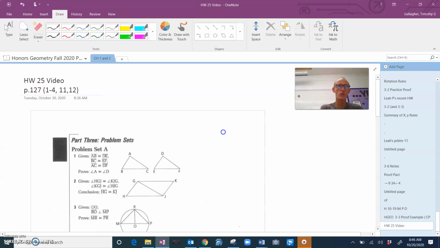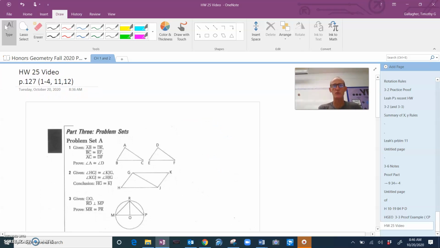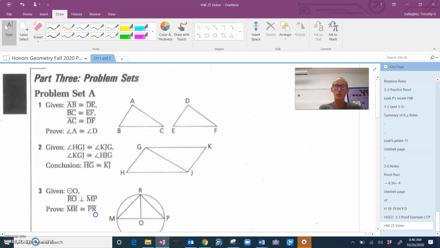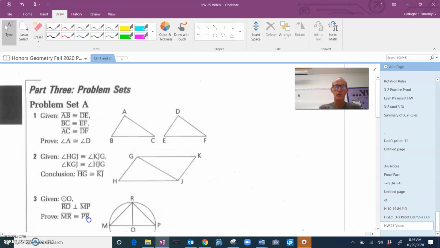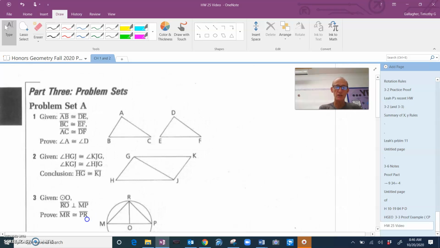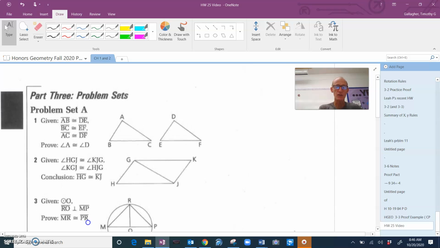Good morning. This is the homework 25 video, which is page 127, 1 through 4, and 11 and 12. 1, 2, 3, and 4. These are all proofs, and we're going to be using CPCTC, and we are going to be using all radii are congruent. CPCTC just means when you prove the triangle is congruent, all the parts are congruent, all 6 parts.